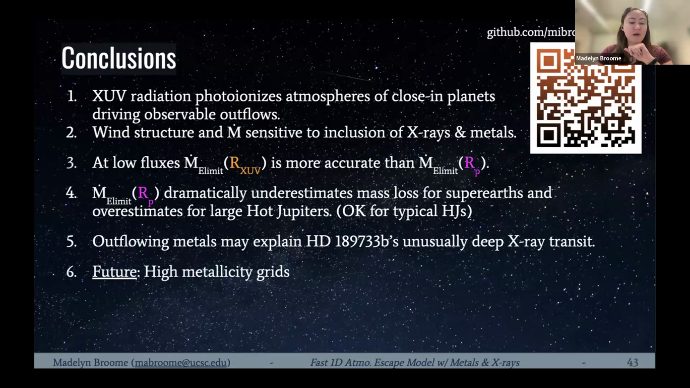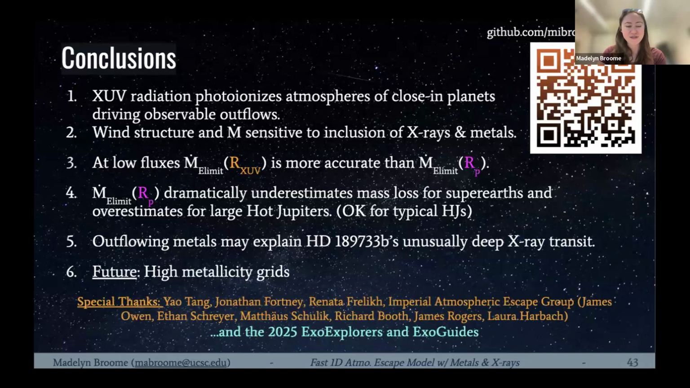And in the future, we will be creating some of those grids, including exploring the impacts of higher metallicity, especially on rocky planets. So I'd like to give special thanks to all of my co-collaborators, and particularly to my cohort of the ExoExplorers and to our Exo guides as well. And if you are interested in checking out WINDY or using this tool for your own purposes, you can scan this QR code or visit the GitHub link, and it is in a beta version right now. So thank you.